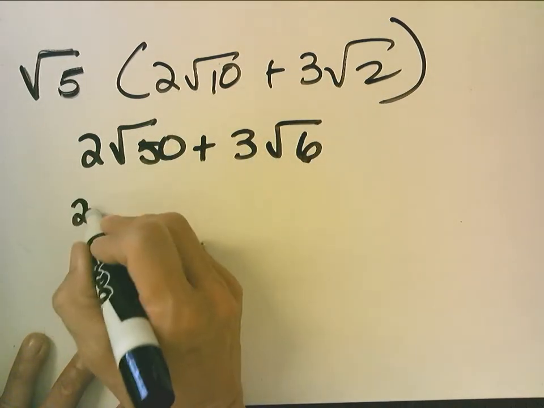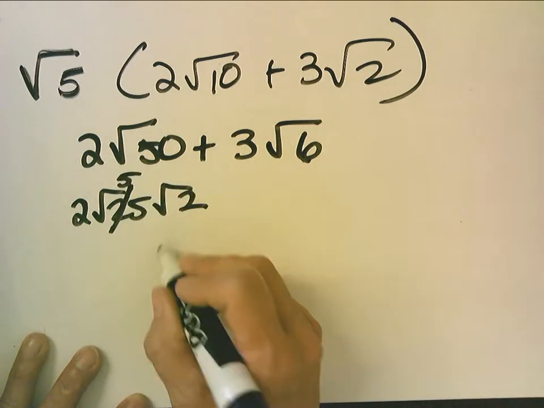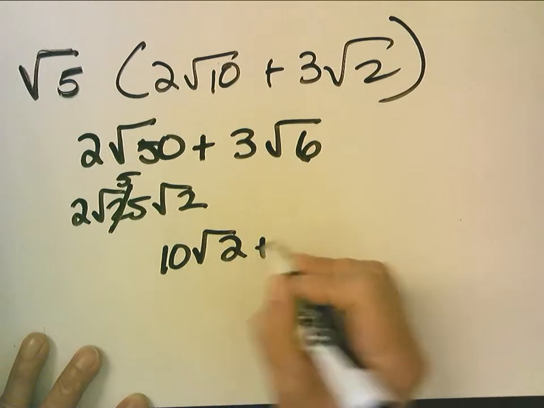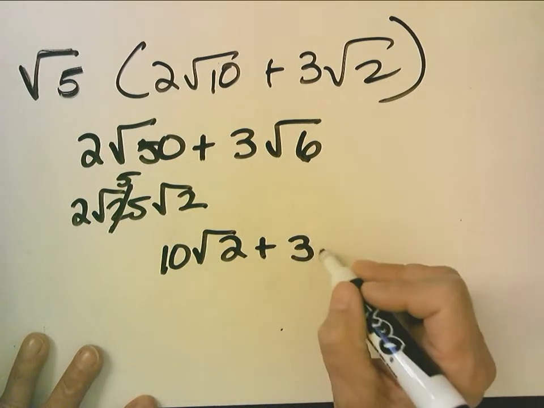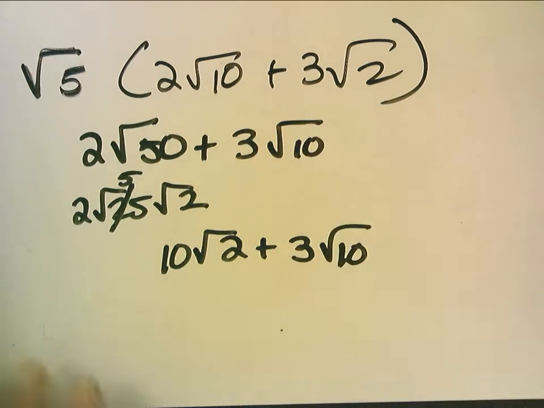Root 50 can be written as root 25 times root 2. So that becomes 10 root 2 plus 3 root 10. Sorry, I don't know why I wrote 6 there. 5 times 2 is 10. So this is 10 root 2 plus 3 root 10.